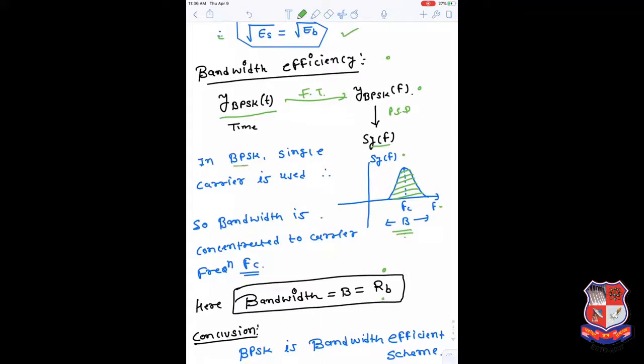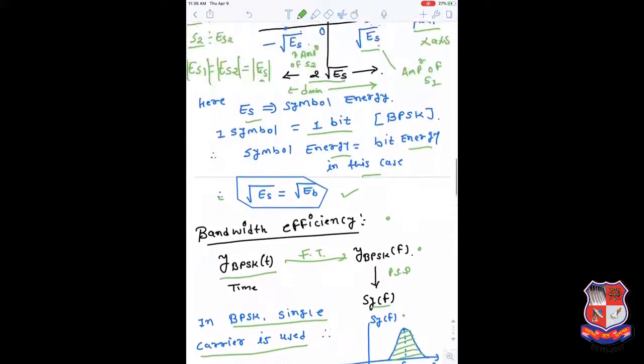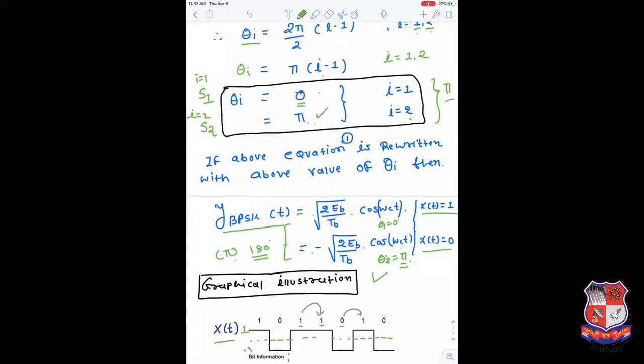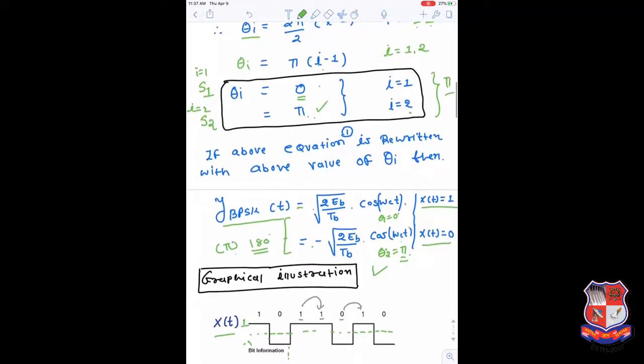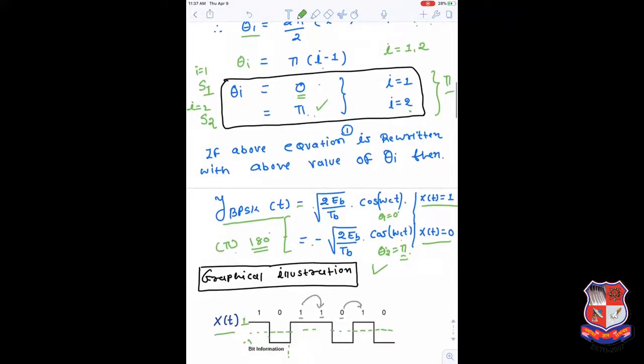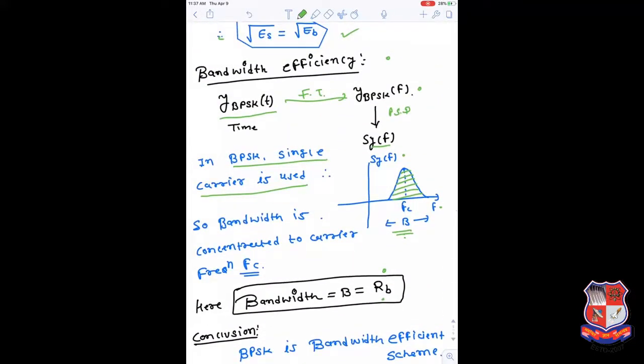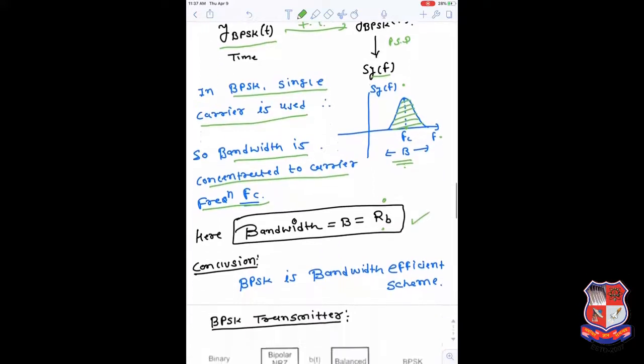We have only one carrier; the reason is that the BPSK signal uses a single carrier. Only the single carrier cos omega c t is used here. The symbols are different in terms of phase, not in terms of frequency, and phase is not a parameter which affects the bandwidth. The bandwidth is affected mostly by the frequency components. So only a single frequency component is present in our signal, and that's why the bandwidth is concentrated around that frequency fc, which is the minimum, and this minimum bandwidth is defined by Rb. So BPSK is considered a bandwidth efficient scheme.